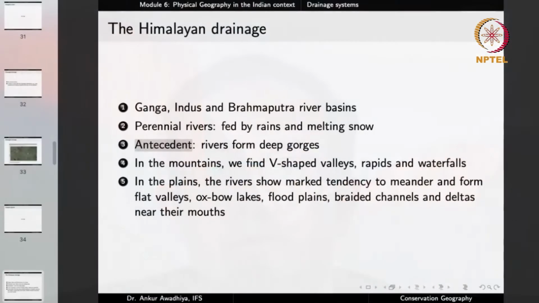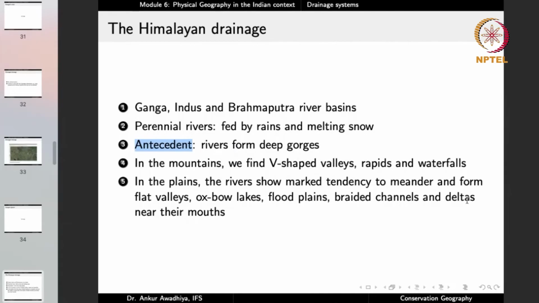areas where they have a high velocity, all of those sediments are later on deposited when the rivers enter into the plains. And when the rivers enter into the plains, they deposit these sediments, and whenever there is a deposition, the rivers will change their course. And so these rivers meander a lot.